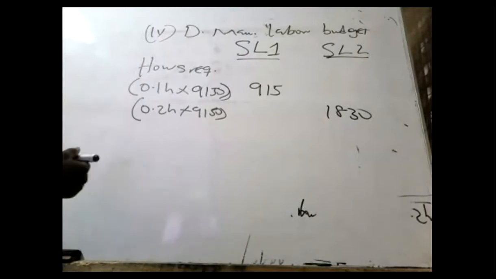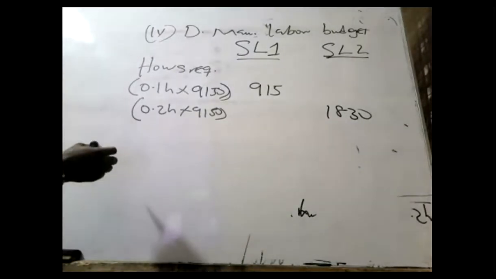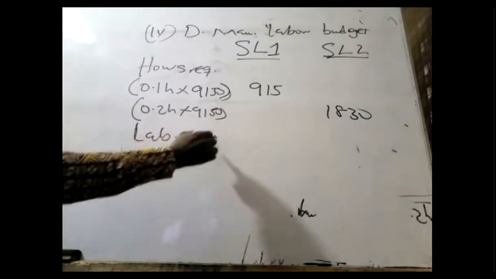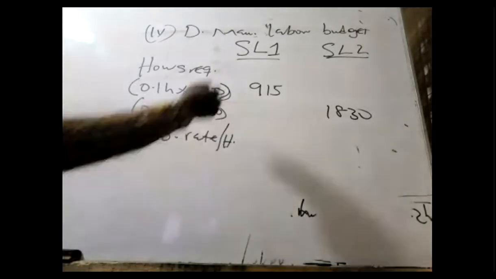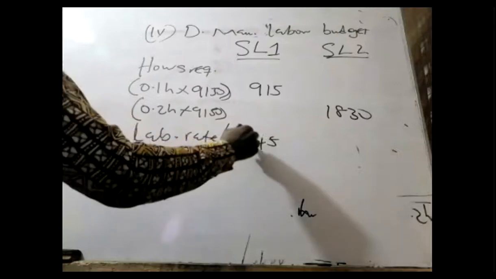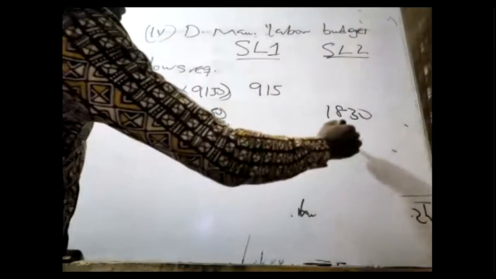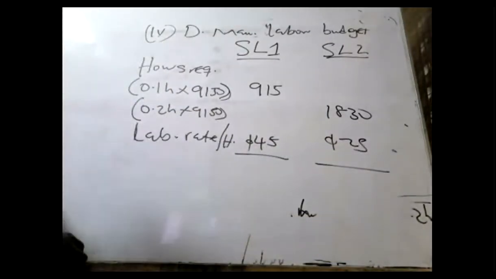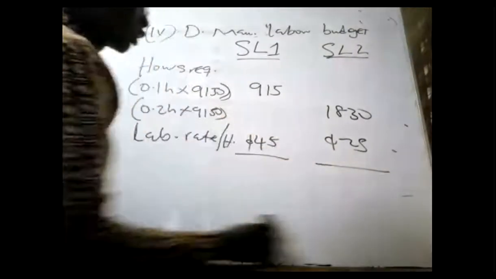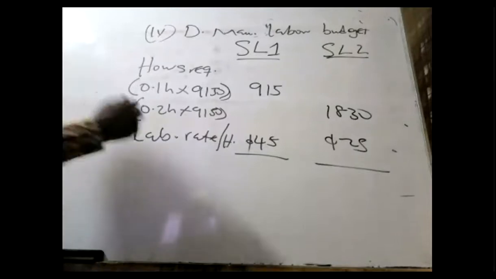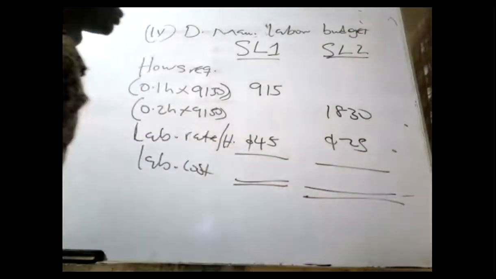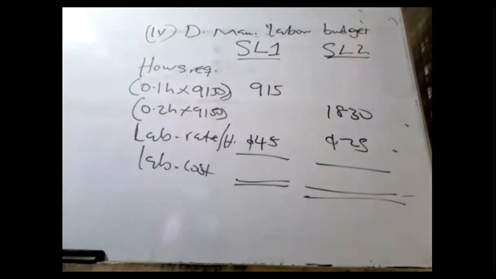Now bring the labor cost, or labor rate, the rate per hour. Skill level 1 is being paid 45 Ghana cedis. Skill level 2 is being paid 25 Ghana cedis. At the end of the day, there is no overtime, no issue of overtime. What is the labor cost? Labor cost will be 915 by 45 and 1,830 by 25.